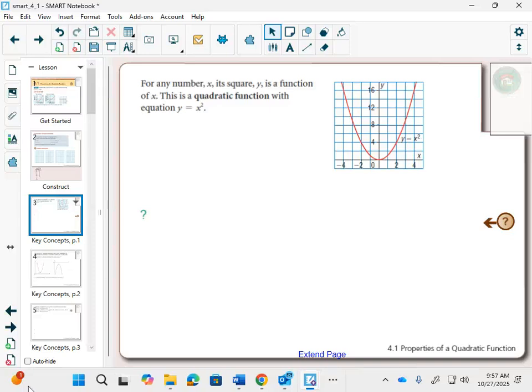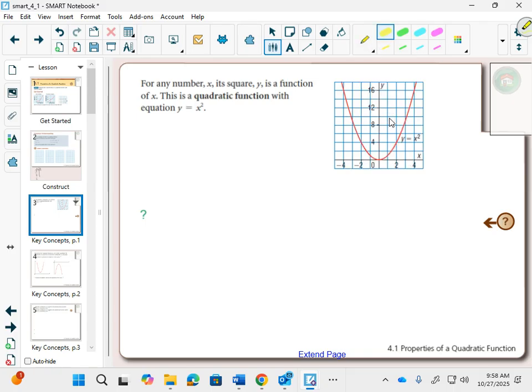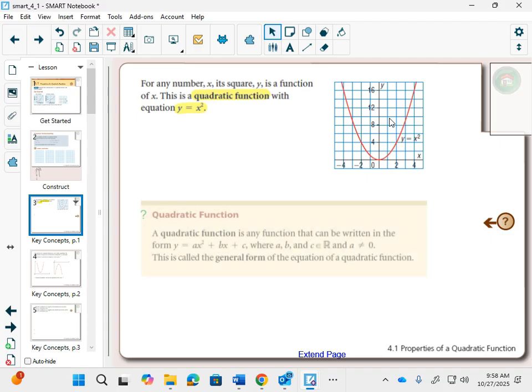This is on page 251. I want to do some highlighting here. First of all, when you have a y and an x squared, we call that a quadratic function. Have that in the box right here.